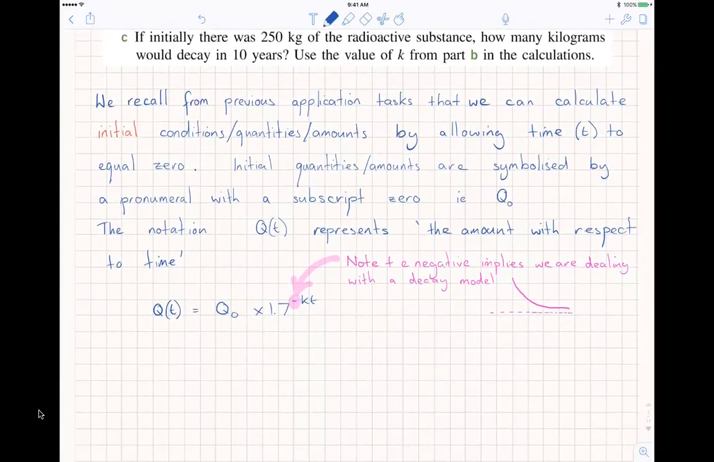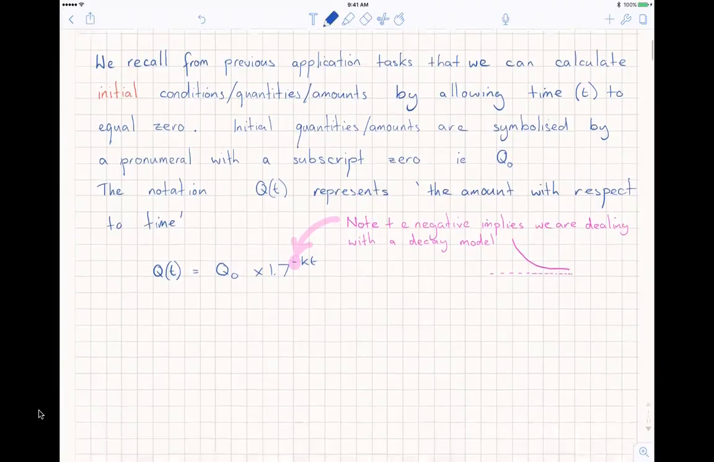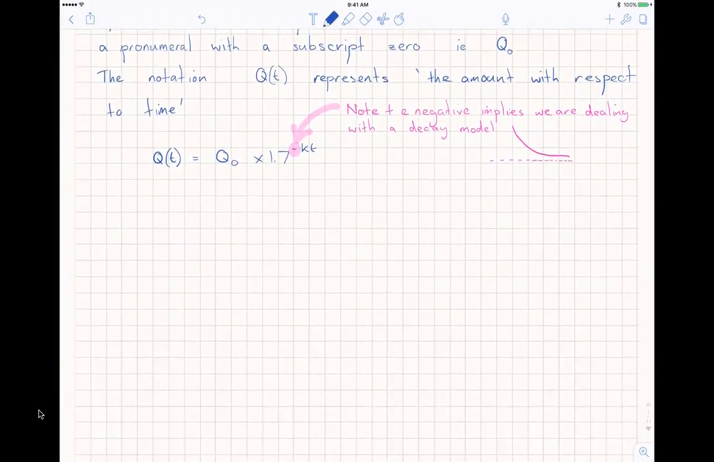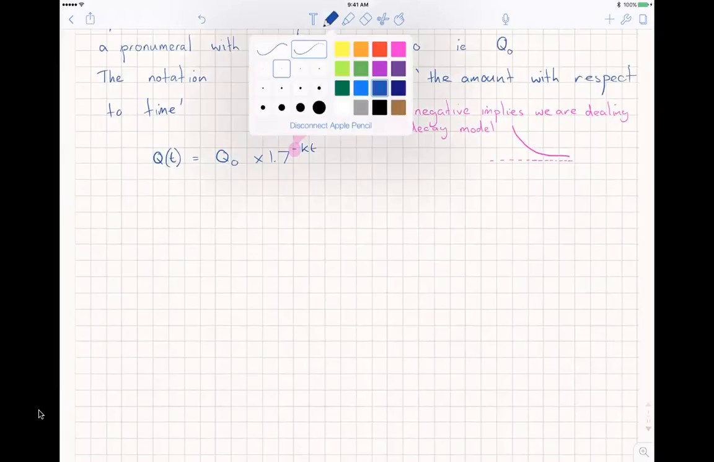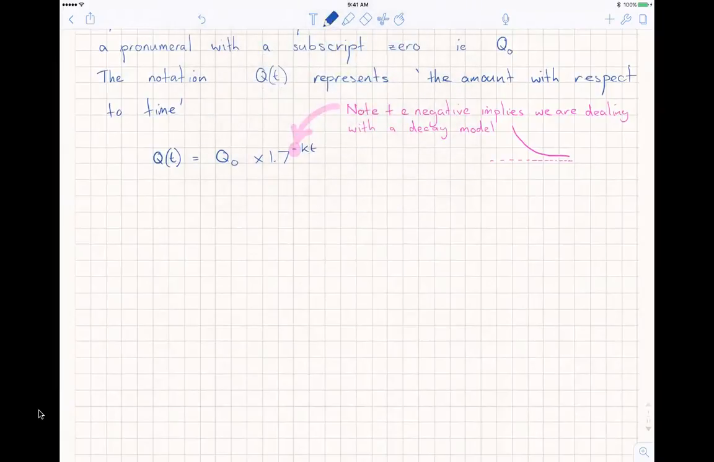We should also reflect upon the fact that in the equation that they've given us, we have a negative in the index. And so that negative implies that we're dealing with a decay model. And we should remember from previous discussions of exponential graphs that it looks like this one that I've got here on the right. So if we're going to find an initial amount, then we need to let T equal 0.